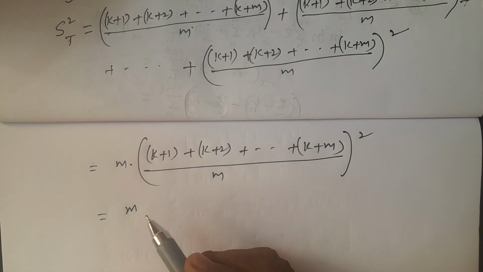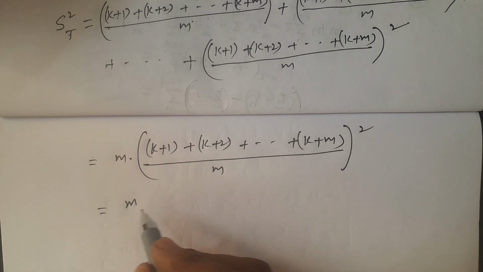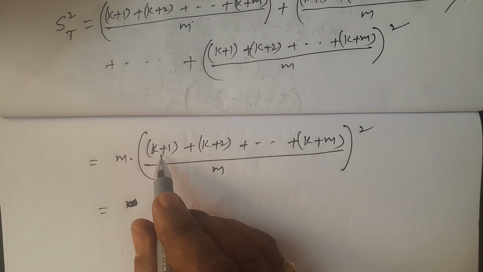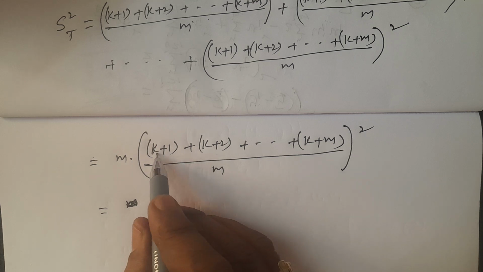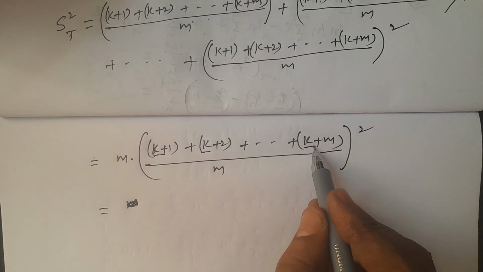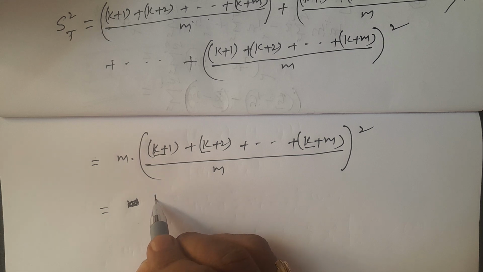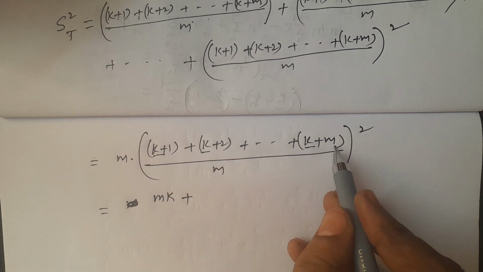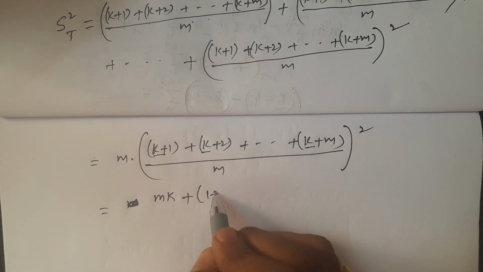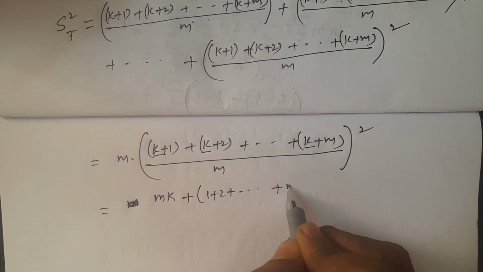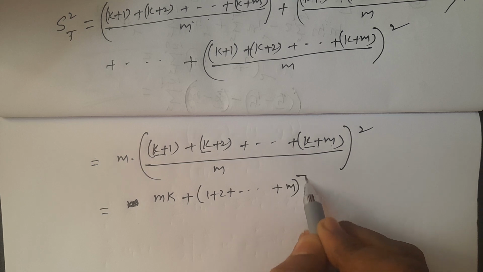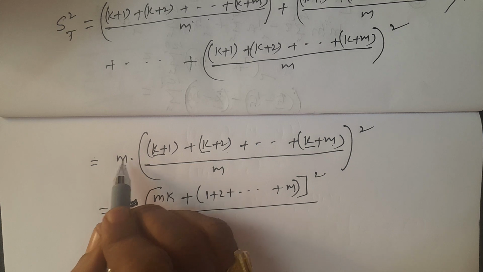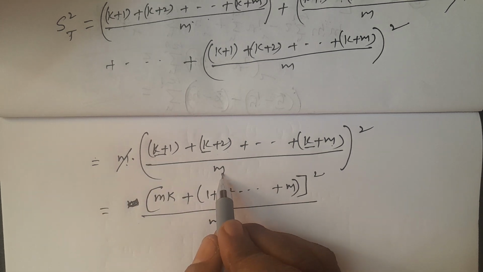So after calculating one m, we have only one particular m in the denominator, and then here you see k plus k plus k. How many k's? m k's. So m into k plus 1 plus 2 plus and so on plus m. Okay, write that down: 1 plus 2 plus and so on plus m, whole square divided by m. This particular m I have cancelled with this m square here.